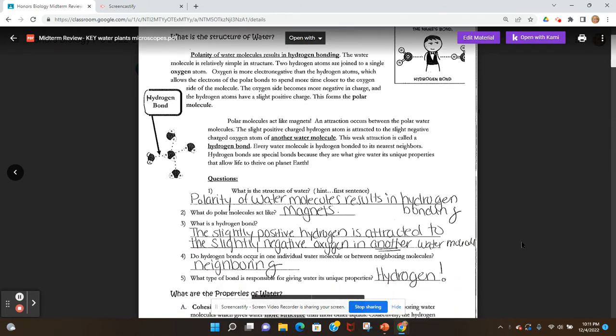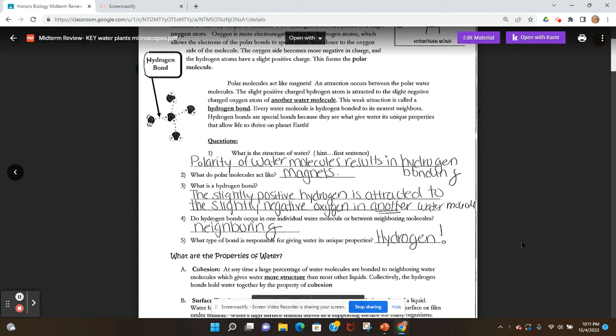Polar molecules act like magnets. An attraction occurs between the polar water molecules. A slight positive charge hydrogen atom is attracted to the slight negative charged oxygen atom of another water molecule. This weak attraction is called a hydrogen bond. Every water molecule is hydrogen bonded to its nearest neighbors. Hydrogen bonds are special bonds because they are what give water its unique properties that allow life to thrive on planet Earth.